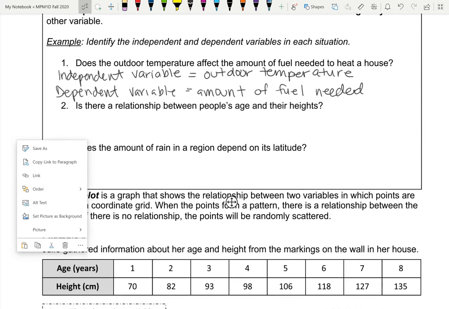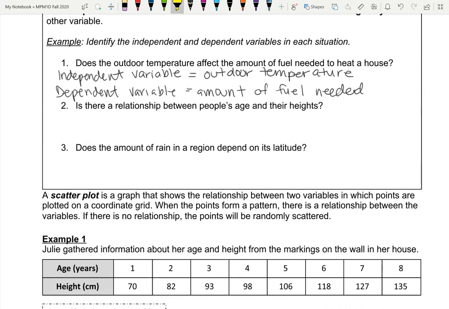Number 2, is there a relationship between people's age and their heights? So the first thing I'm going to do is identify the two variables in this question. So age and height. Now I'm going to think, does the age affect someone's height or does the height affect someone's age? Well, usually the older you are, the taller you get until you're an adult and then you stop growing. So someone who is a year old will be much shorter than someone who is 20 years old.